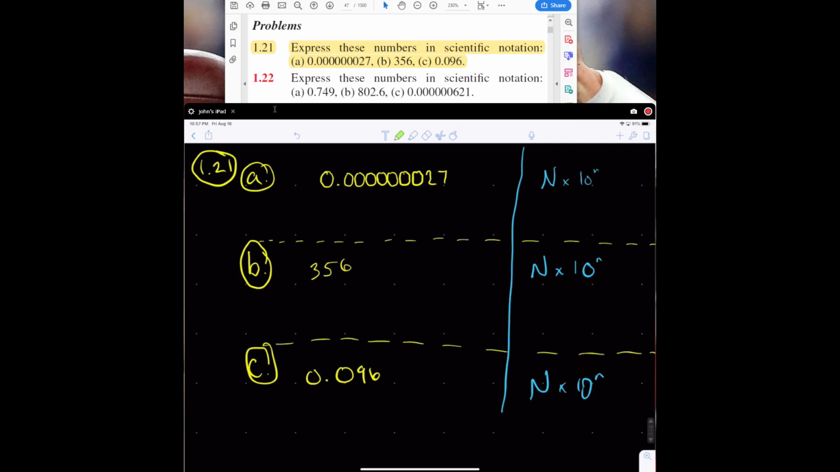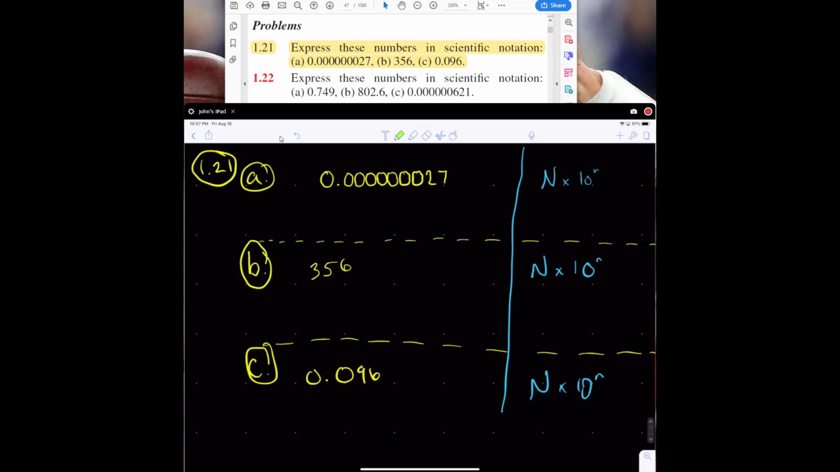Alright, so this next one, 21, is asking us to express these numbers in scientific notation. A, B, and C. I got these numbers right here already written out. I'm going to try and get the rest of these problems done a little bit faster by stopping and writing them down before I continue on the recording process, because it's taken a bit longer than expected.